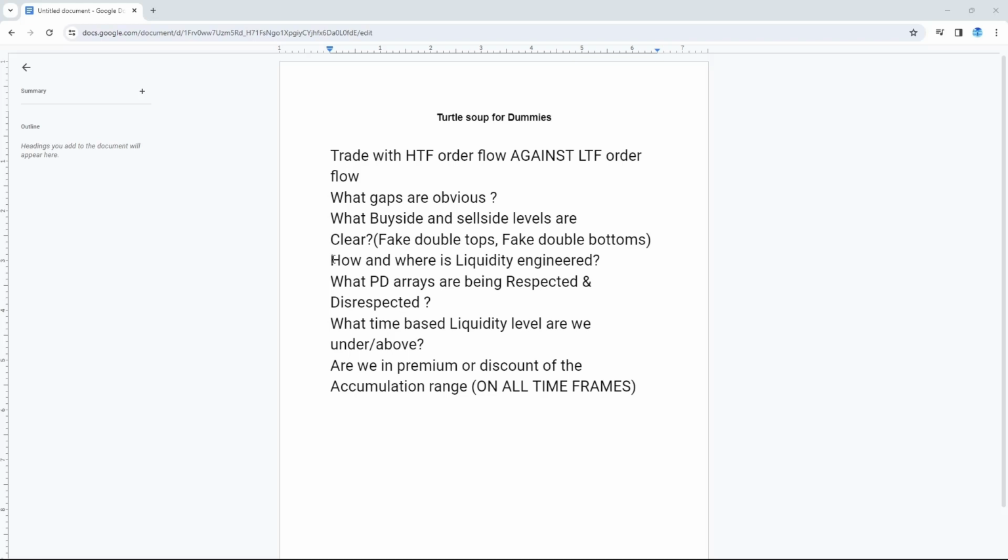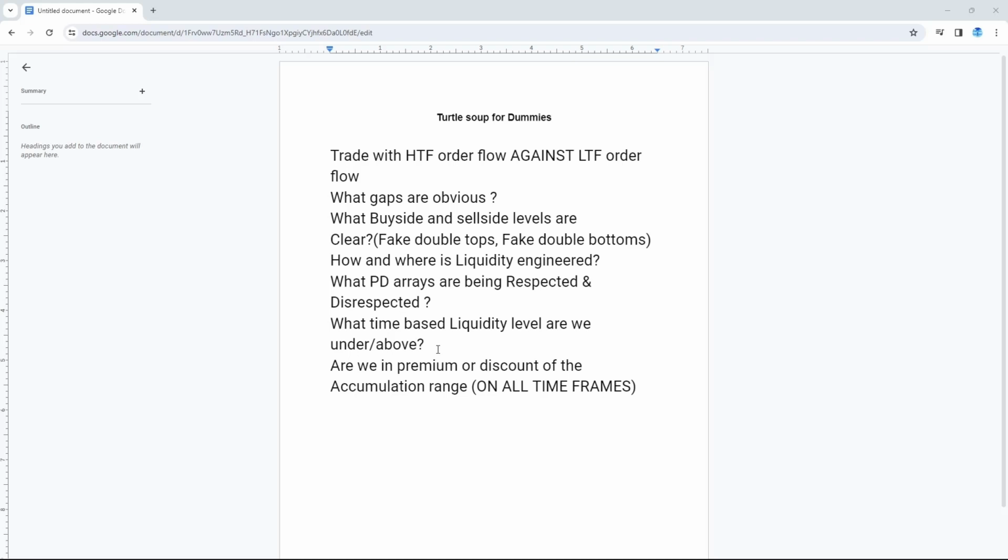Okay, we saw where and how our liquidity was engineered, as well as explained and saw which PD arrays were being disrespected and respected, as well as when order flow changed, which ones started to get disrespected, as well as became respected. Alright. We didn't go over much time-based liquidity, as I may have wanted to, but being on the high time frame, it's hard to get into the low time frame time-based liquidity. You more or less go over weekly highs and lows, and then the daily highs and lows.